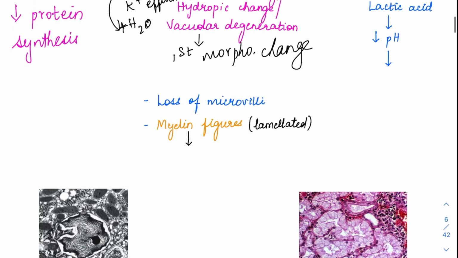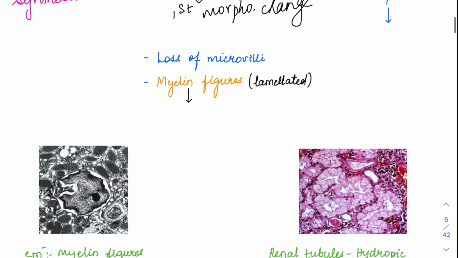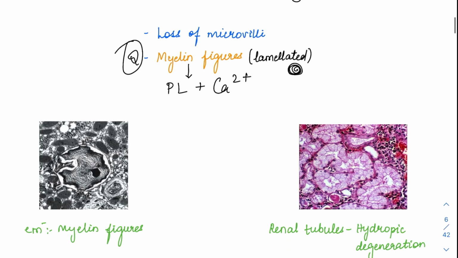So loss of microvilli will be present, and also there will be formation of myelin figures. Myelin figures are lamellated structures which are composed of phospholipids and calcium. The phospholipids present in the membrane will combine with calcium and form these lamellated structures called myelin figures. Do remember, these myelin figures start to form in the reversible injury, and they can be seen in irreversible injury as well.